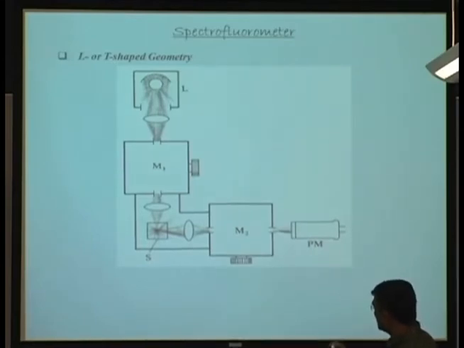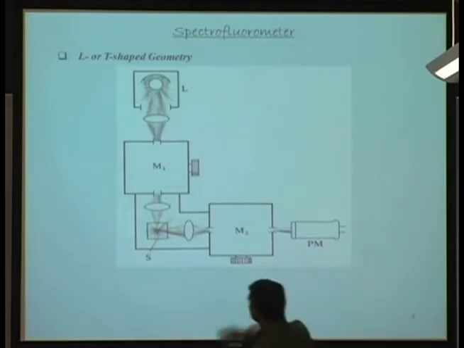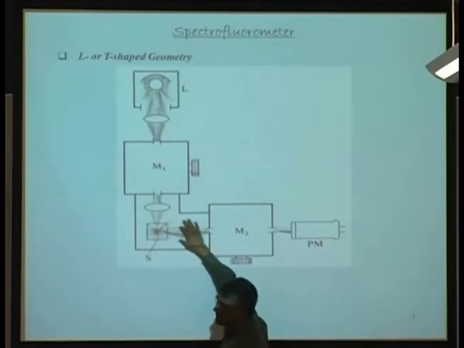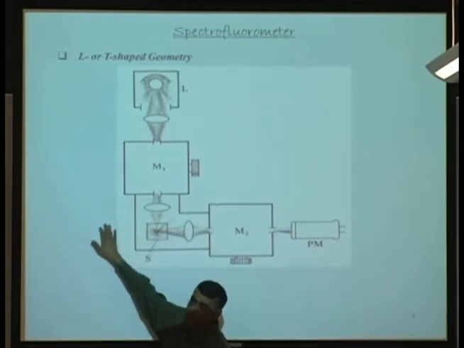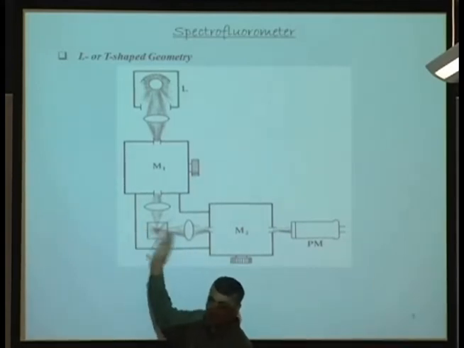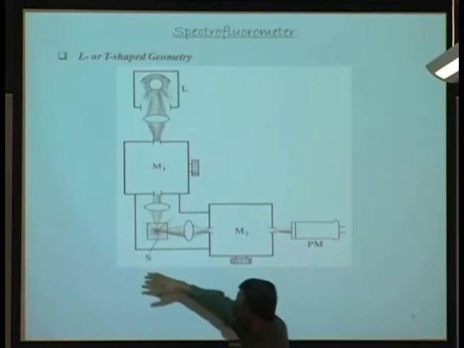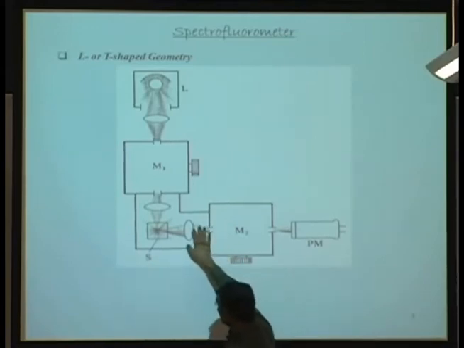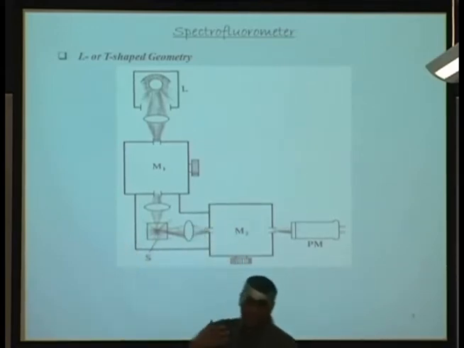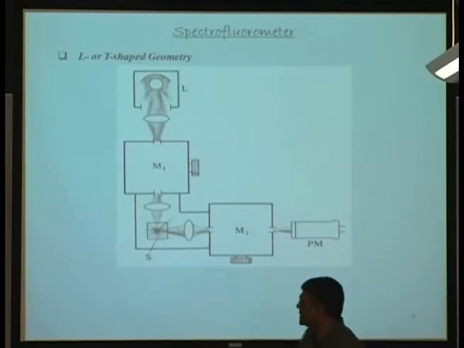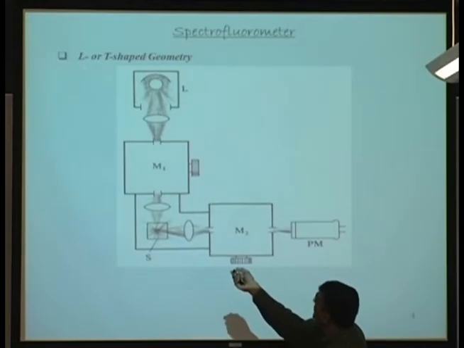In a spectrofluorometer, you collect light at a 90 degree angle. So you can either collect on this side, or you can collect on this side, or you can actually collect on both. There are some spectrofluorometers that allow you to monitor two wavelengths simultaneously, or multiple wavelengths simultaneously. So you can have an L-shaped geometry or a T-shaped geometry.